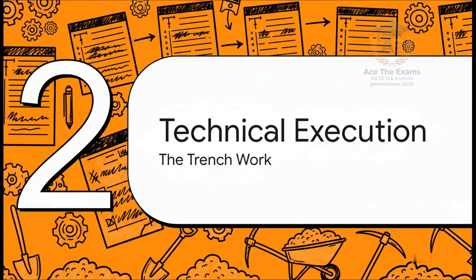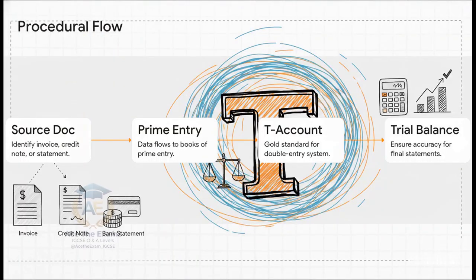All right, let's roll up our sleeves. Section 2, Technical Execution and Method Marks. This is what I like to call the trench work. So, how do we completely eliminate calculation errors? With strict, step-by-step procedural logic.